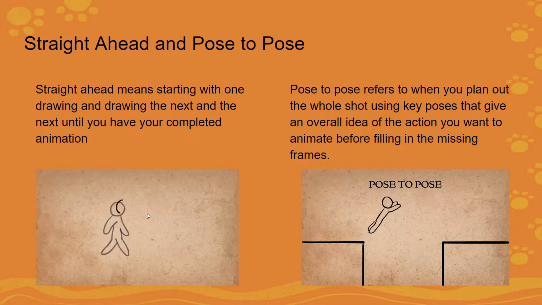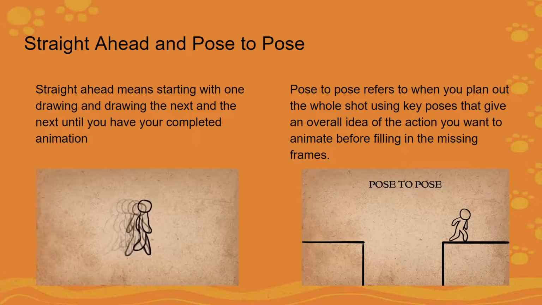of your volume or your scale of whatever you're drawing. So things can actually get really warped and out of shape very quickly. For this reason, pose-to-pose exists. So pose-to-pose refers to when you plan out the whole shot using your key poses, and it gives an overall idea of the action you want to animate before filling in the missing frames.